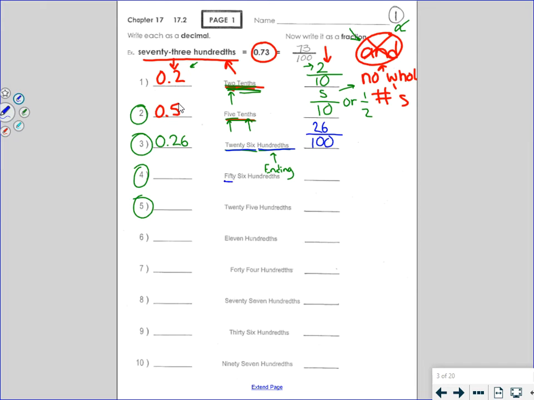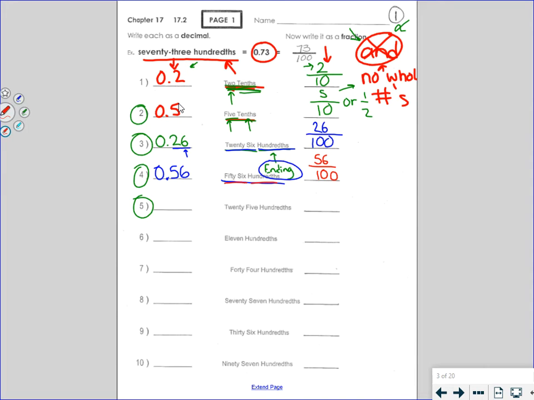So now I see 56 hundredths, okay? So now thinking about this, I know this one was in the hundredths place value because it ended in the hundredths, okay? So 56, 0.56, okay? And now, once again, break it down. 56 over 100.